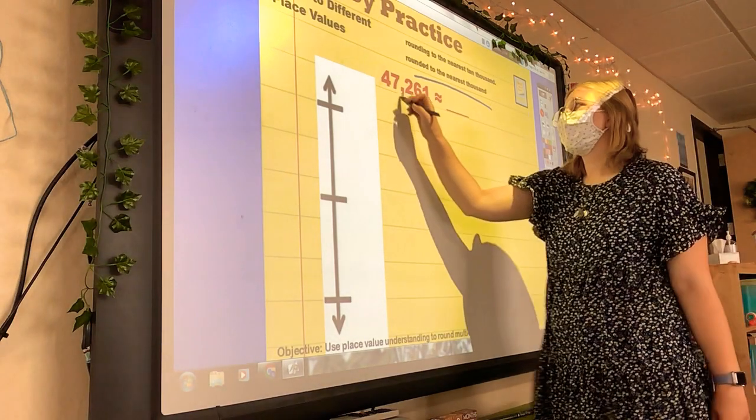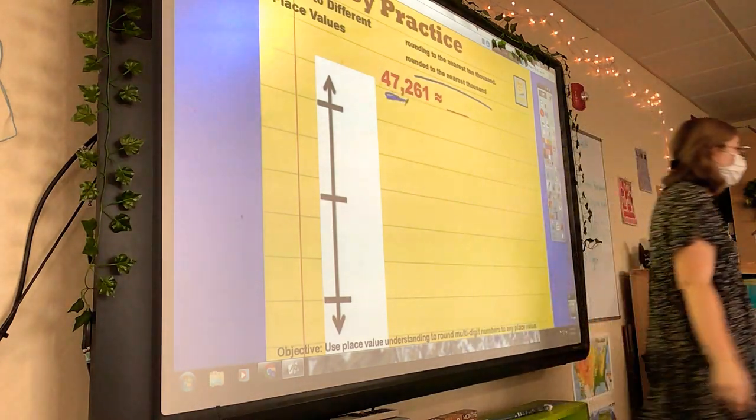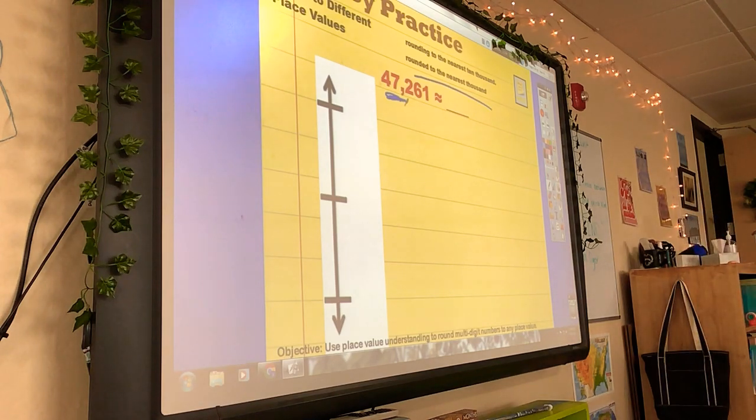So we're rounding to the nearest 1,000. Find the 1,000 below, find the 1,000 above. Find the midpoint. Put it on the number line. Circle what it rounds to. I love how hard you're working right now, 4th grade. Let's keep it up. You guys are crushing it.